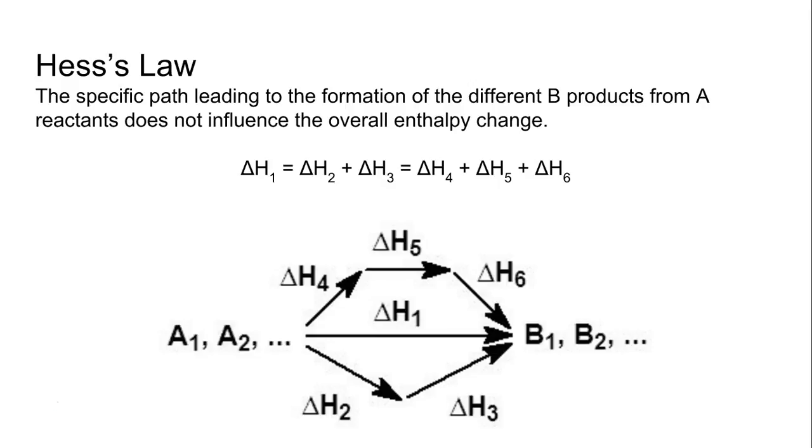The reason we use Hess's law is because some chemical reactions are hard to find their delta H, but we can use similar chemical reactions and add them together in order to get the delta H for that specific chemical reaction.